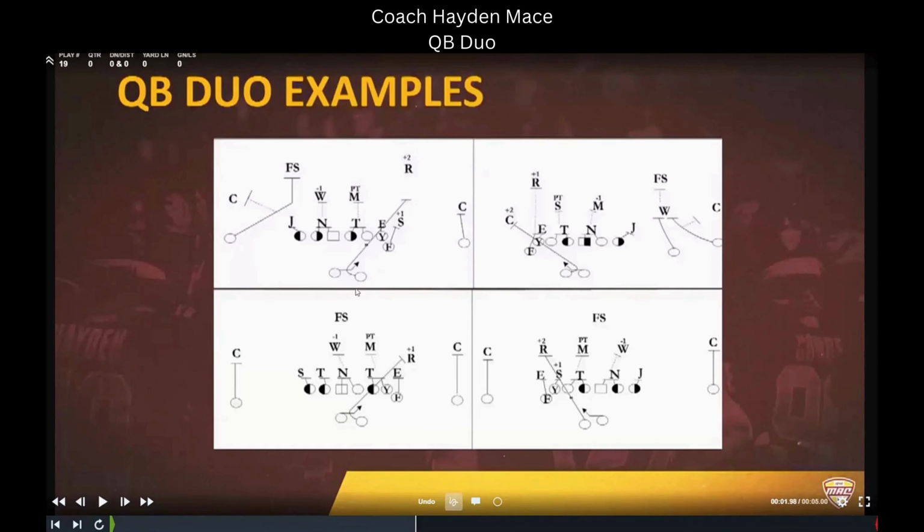If we start off in the top left here, 4 down front, with the Sam backer walked up. Our Mike is going to be the point.